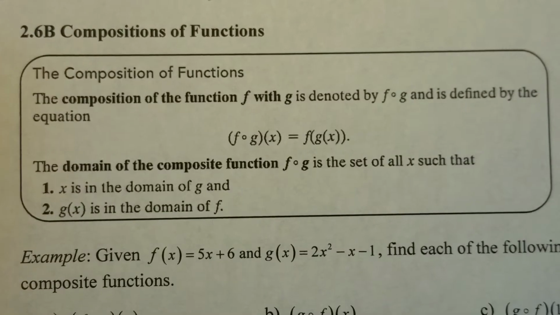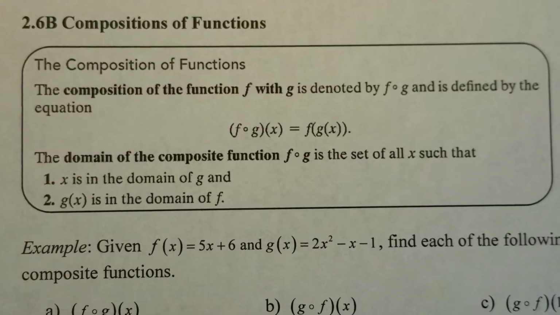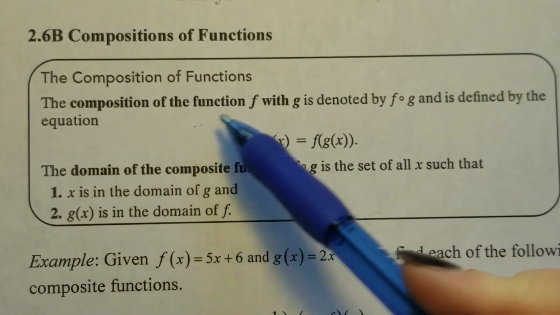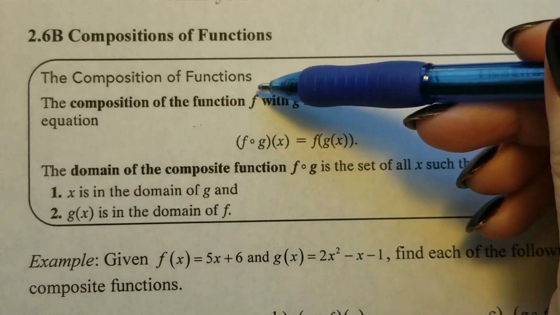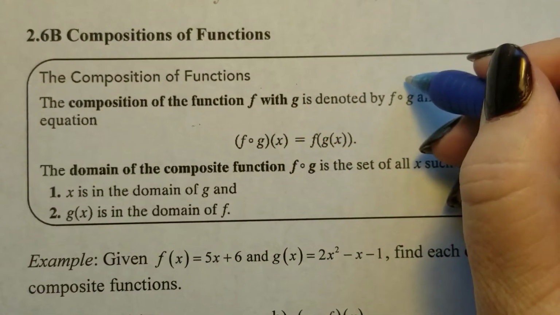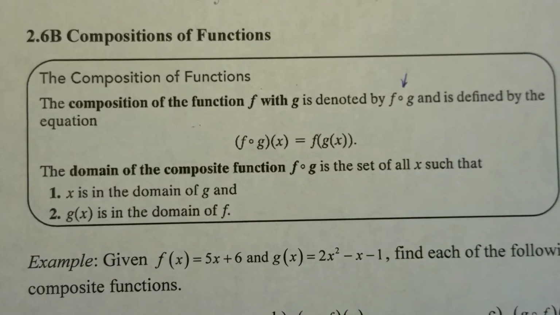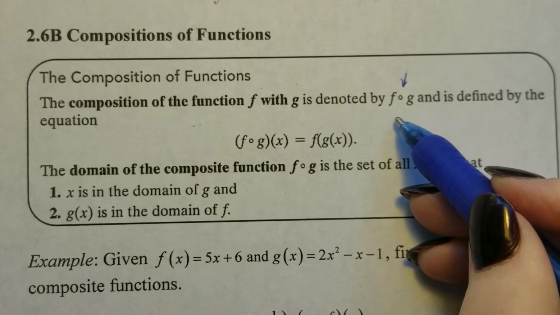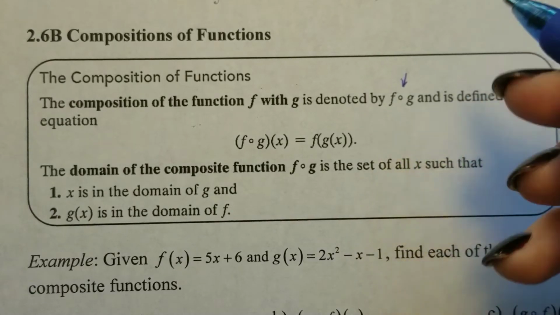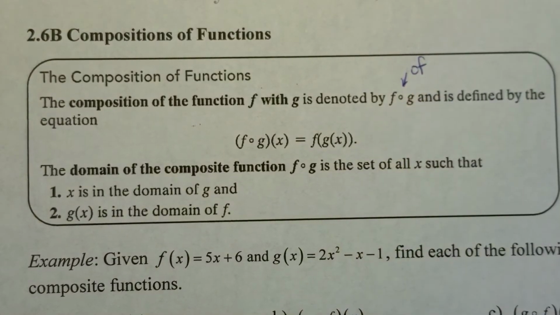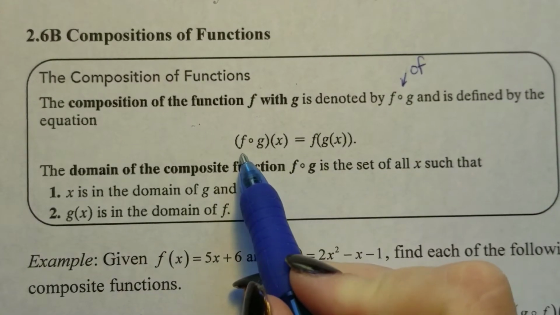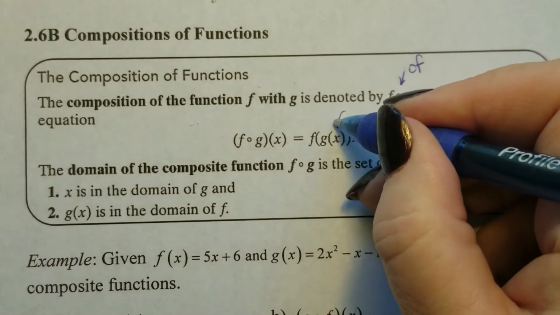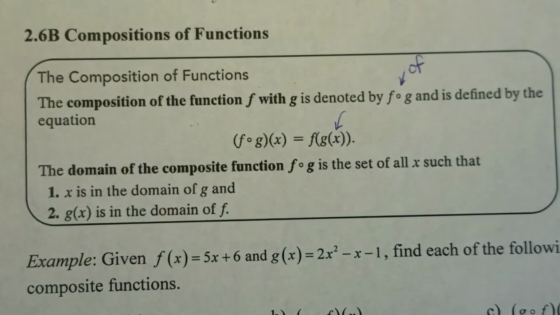So let's go to our page here of the composition of functions. A composition of functions with f and g, so we have two functions, f and g, is denoted by this little symbol here. And I know we really want to pronounce that fog. It is not. It is said f of g. So that little circle means of. And it's defined by the equation, so we'd say f of g of x is equal to where we put g of x inside of f of x.